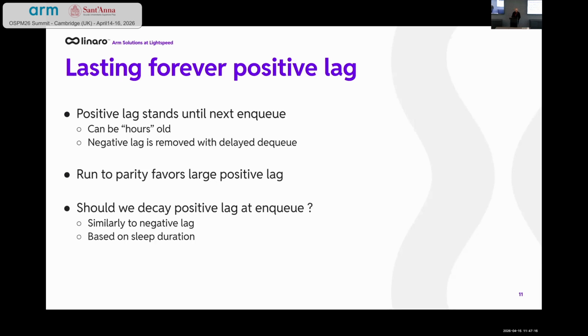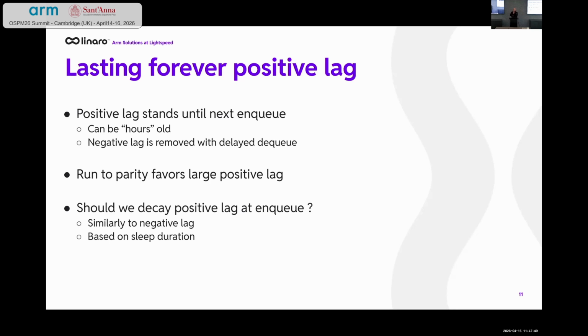We have another thing, which is the positive lag. Once you are dequeued with a positive lag, the lag will be there forever. I mean, at least until your next enqueue. So if you're a task that wakes up after a hundred milliseconds, you can preempt everybody because of a lag that is probably no longer relevant 100, 200, 300, 400 milliseconds later.